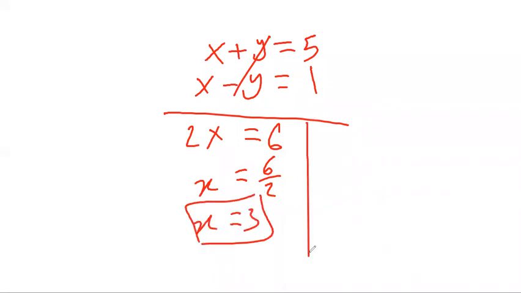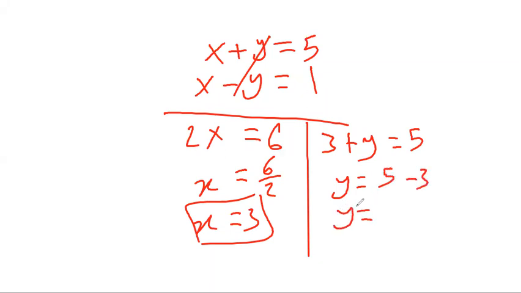How to find the value of y? We'll substitute 3 instead of x, so we will get 3 plus y equals 5. Then y equals 5 minus 3. Then y equals 2. Excellent. So the solution is x equals 3 and y equals 2.